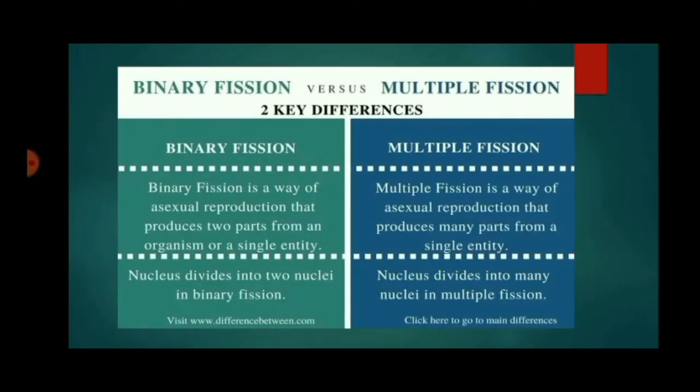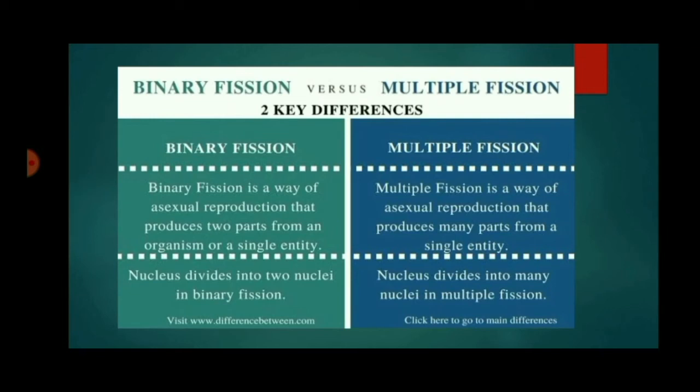So, the key differences between binary fission and multiple fission are: binary fission is a way of asexual reproduction that produces two parts from an organism or a single entity. Multiple fission is a way of asexual reproduction that produces many parts from a single entity. In binary fission, the nucleus divides into two nuclei. However, in multiple fission, the nucleus divides into many nuclei.